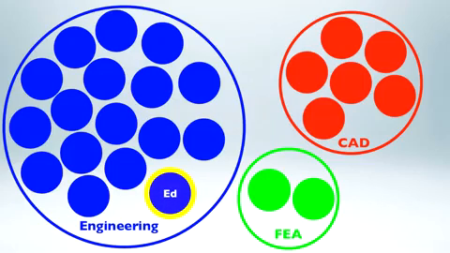So let's say Ed in engineering has an idea. Hey, if we make this plastic chair half as thick, we'd save a boatload on material and shipping costs. I wonder if it would still be strong enough, though. I should get one of the FEA guys to simulate that.